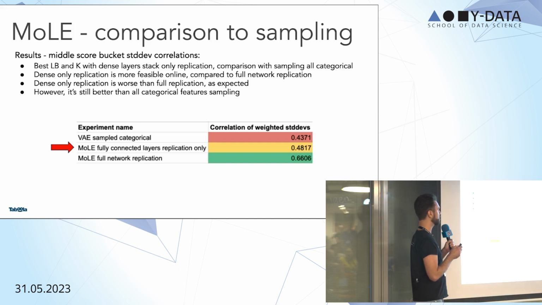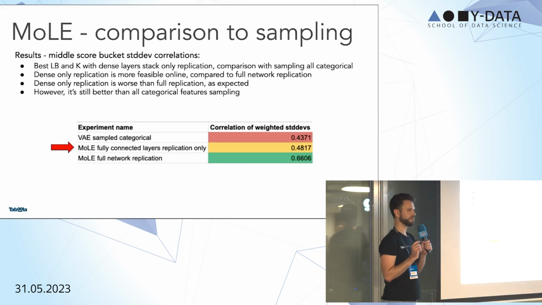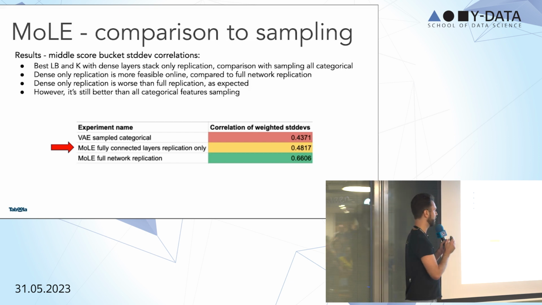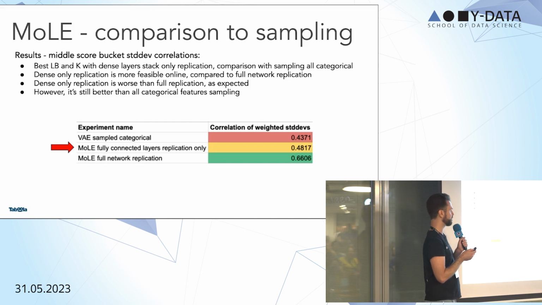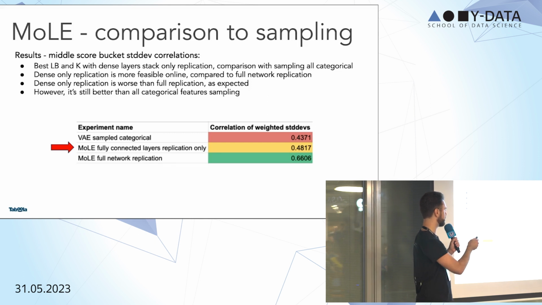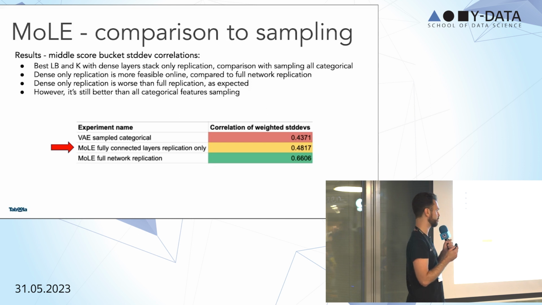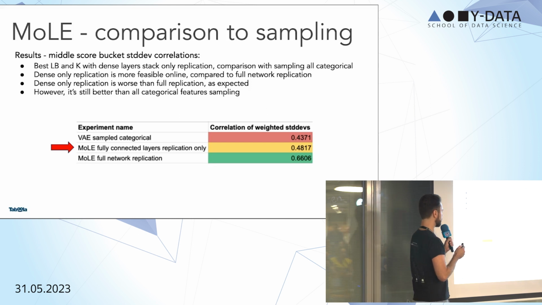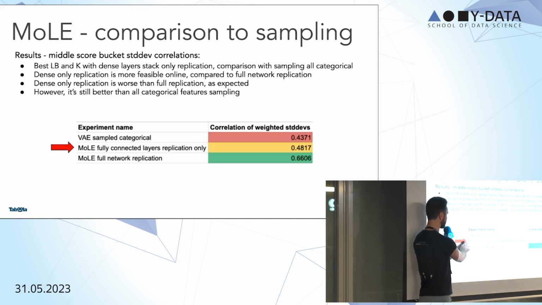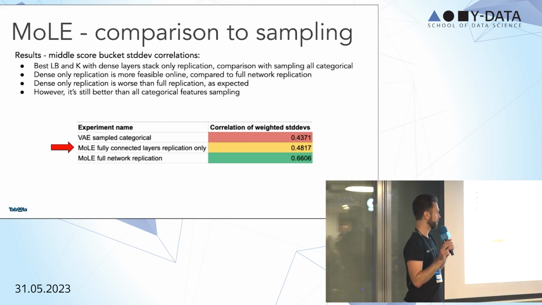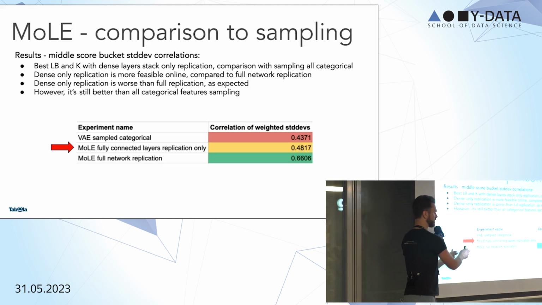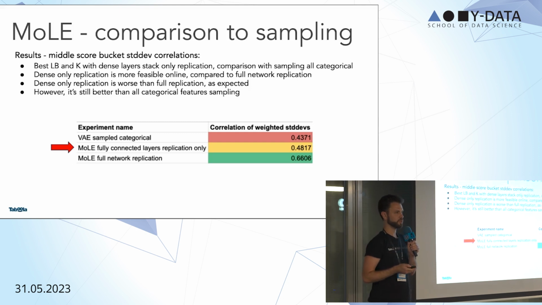So we did this, and we compared here 3 different approximation methods. The first method is the best method that we came up with using the variational autoencoder method. And our metric is the correlation of the standard deviations. In the case of the MoLE representation, it's a weighted standard deviation by the manager weight. Here, we're computing MoLE score over replicating only part of the network. And here, we're replicating the full network, essentially going back to the base case.